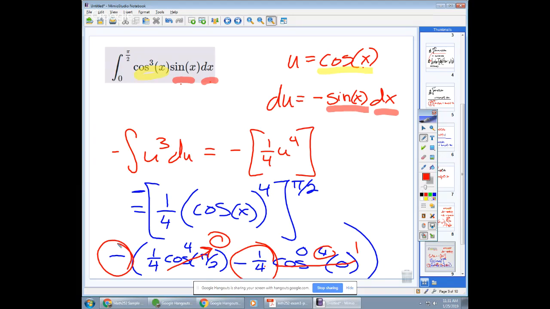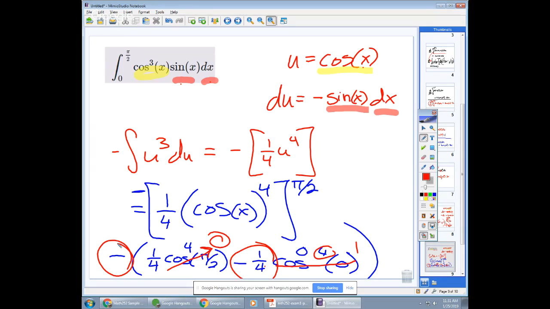I tend to do it this way and not translate boundaries. I find my antiderivative, I reverse substitute, then I plug in the original boundaries. This is the way I usually do it. Turns out there's another order of operations on this.